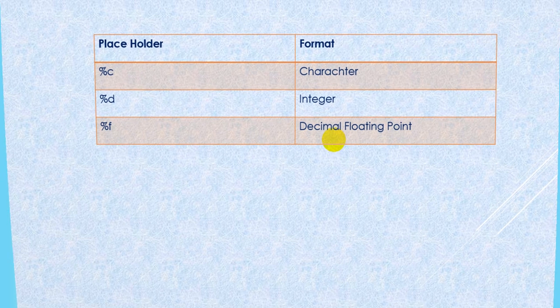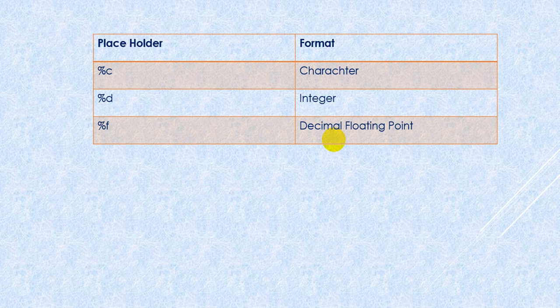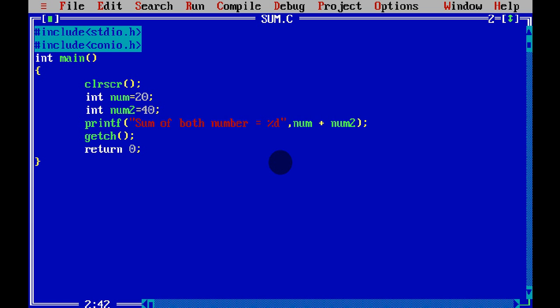We are talking about placeholders. We have used %d, which is basically for integer. We have other placeholders as well, like %c, which is for character, and %f, which is for decimal floating point. This is the program that we wrote in our last tutorial, part 3.